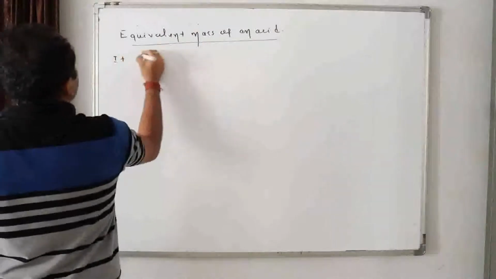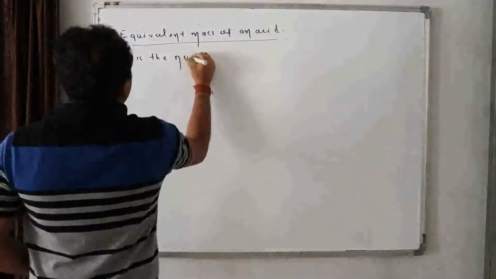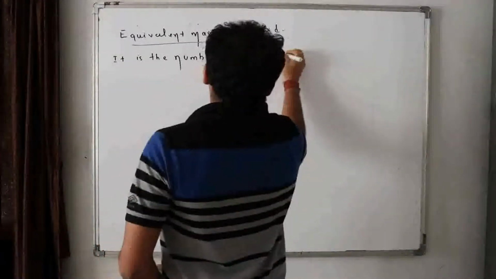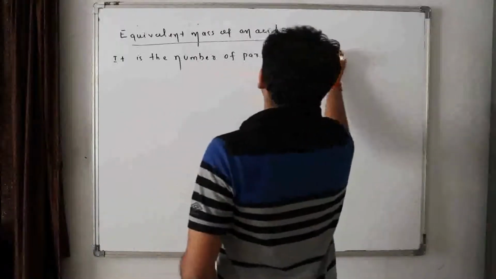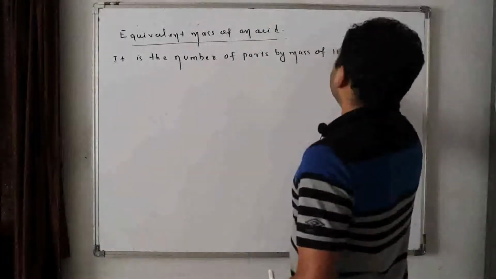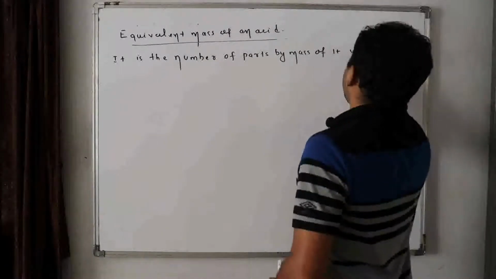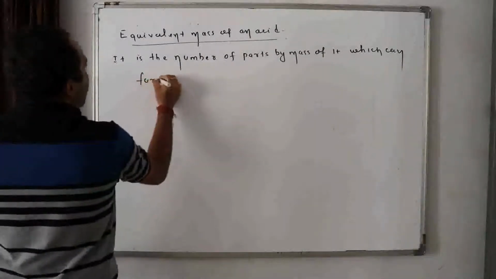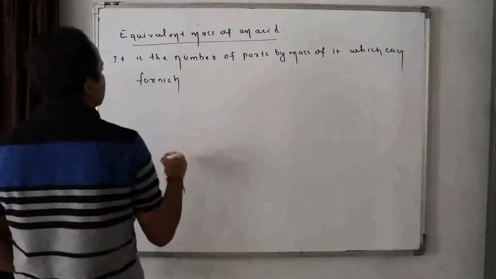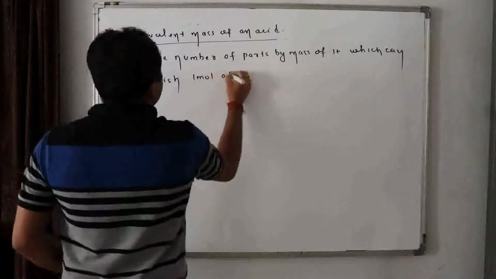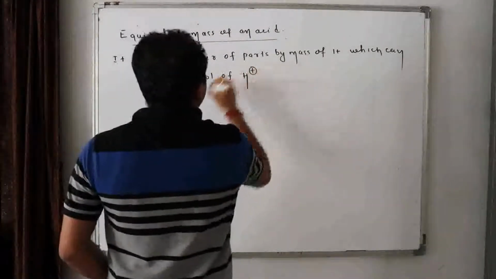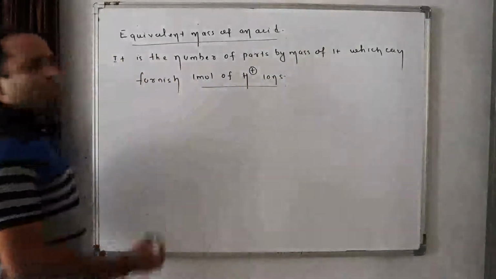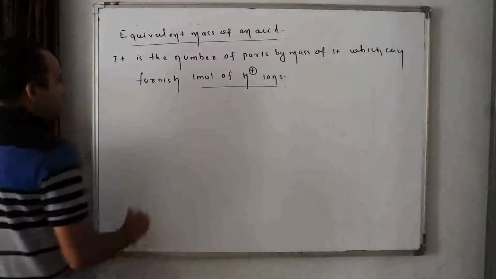It is the number of parts by mass of it which can furnish 1 mole of H plus ions or H3O plus ions. Now come to the concept.